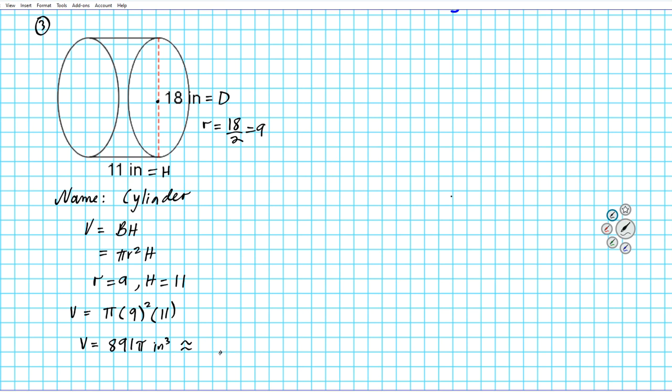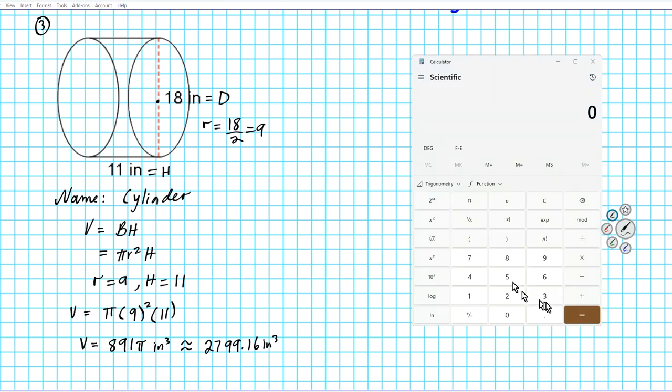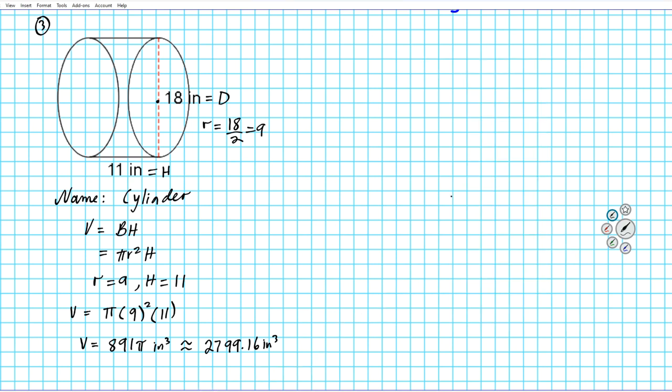If you want to round it up into 2 decimal places, it's going to be 2,799.16 inches cubed. Okay, so if you want to see that with a calculator, just type in 891, which is 9 squared times 11, times pi, and then hit enter to get 2,799.16 to the hundredths place. All right, so there goes the answer to question number 3. Let's go ahead and box that.